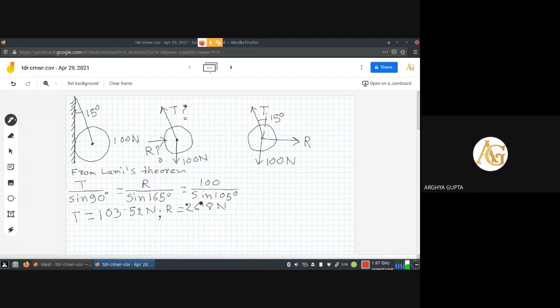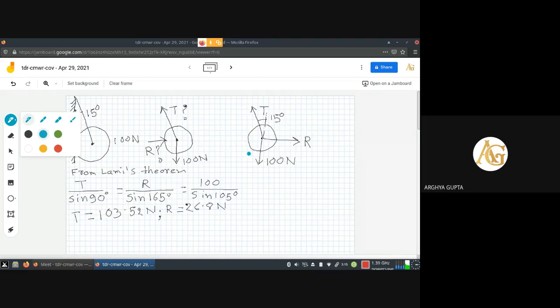Now I am showing you another way to solve these numericals, that is, we have to resolve the forces vertically and horizontally. The R force is already horizontal and the 100 Newton force is already vertical, so we don't need to resolve them, but the T force can be resolved into vertical and horizontal components. I'm taking another color pen to make you understand better.